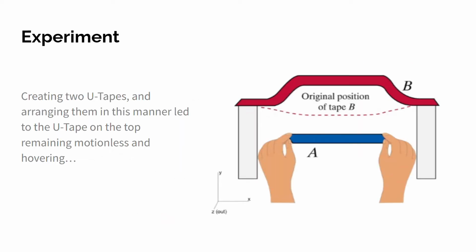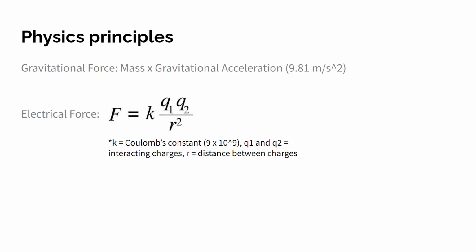We can, using this experimental setup, in which one tape approaches another tape that's suspended, and it causes this upper tape to hover, motionless, with no other materials attached to that middle portion, just motionless in the air. So we can apply two physics principles: the gravitational force affecting that upper tape, which is mass times gravitational acceleration, as well as the electrical force from the lower tape acting upwards on that upper tape.